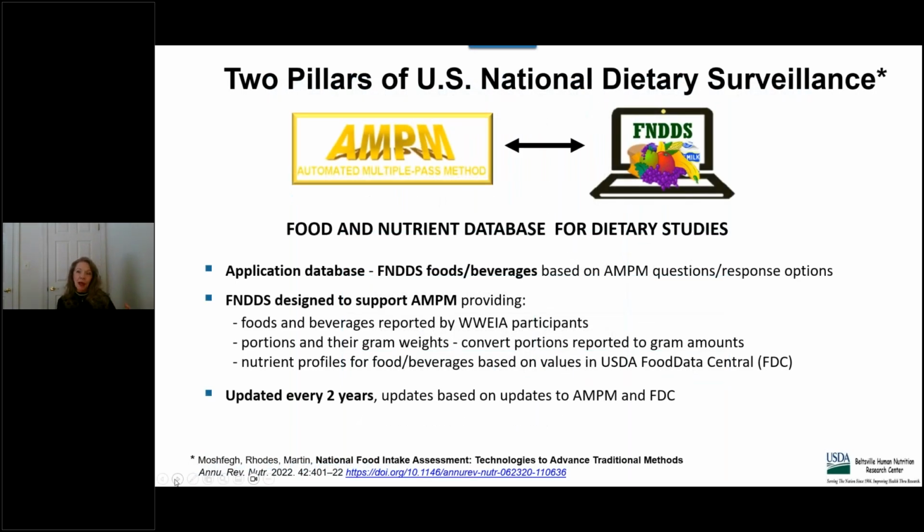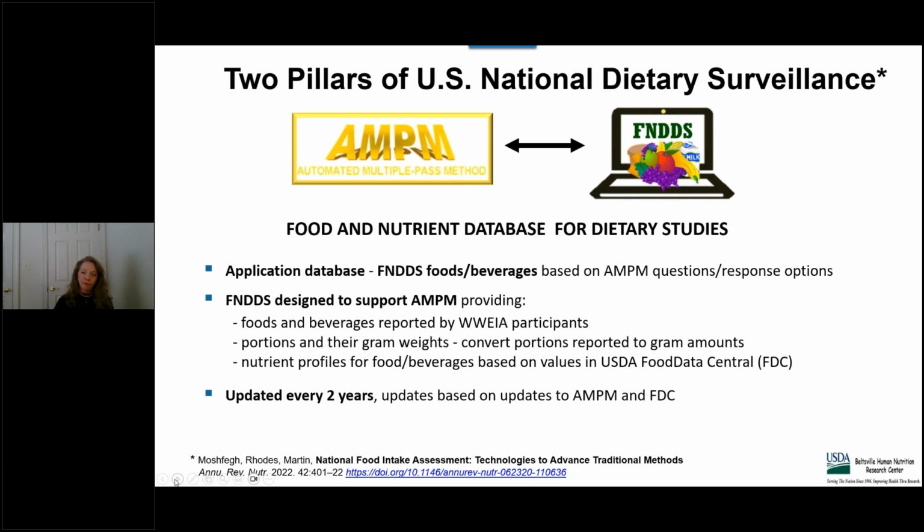Now, in addition to the AM/PM method, the other pillar for national dietary surveillance is the database that characterizes the nutrient content of all the foods and beverages that get reported. And that's the Food and Nutrient Database for Dietary Studies. It's an application database that goes hand in glove with the AM/PM. The foods and beverages in FNDDS are based on the AM/PM questions and response options. So FNDDS is designed to support the AM/PM.